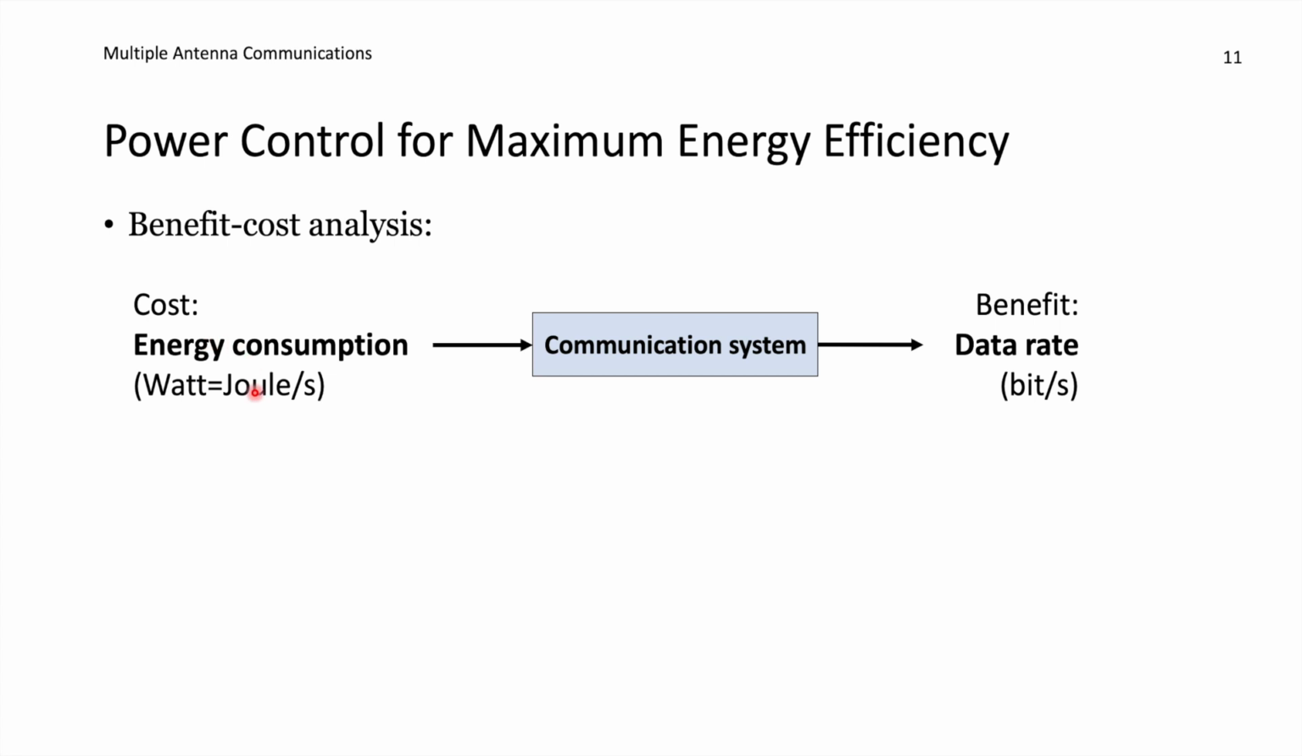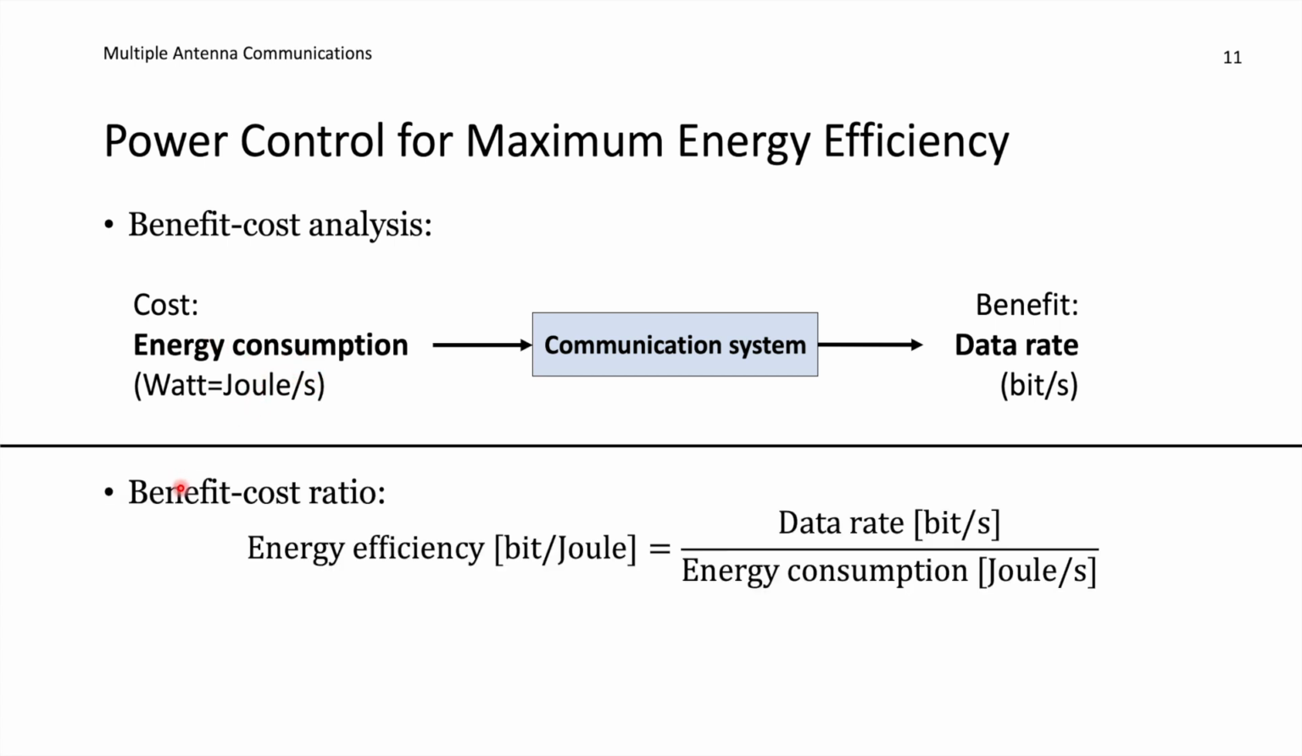And watt is also joule per second. A benefit cost ratio can then be created by taking the benefit and dividing it by the cost to try to figure out what is a good balance between these two different things. And if we divide the data rate by the energy consumption, the data rate is in bit per second, the energy consumption is in joule per second, and this per second is cancelling out, and we get a unit of bit per joule. And this is what we call the energy efficiency of our system.